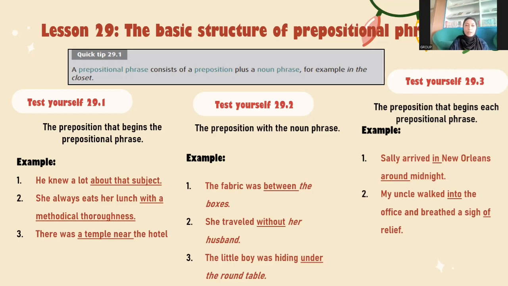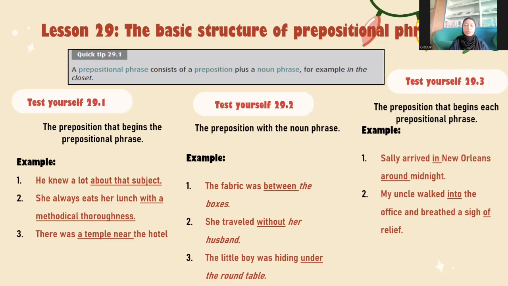Example, first, he knew a lot about the subject. About is the preposition and the subject is the noun. Second, she always eats her lunch with a methodical thoroughness. With is the preposition, a methodical thoroughness is a noun. And the third, there was a temple near the hotel. The temple is the noun and near is the preposition.